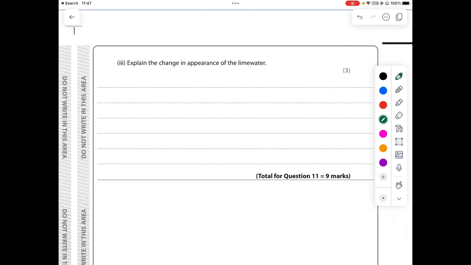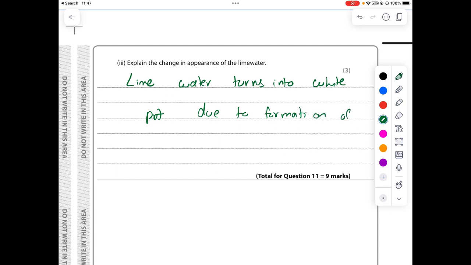Explain the change in the appearance of the lime water. Lime water turns into a white precipitate due to formation of calcium carbonate on reacting with carbon dioxide. So when lime water reacts, what will happen? It turns into a white precipitate due to formation of what? Calcium carbonate, on reacting with carbon dioxide.